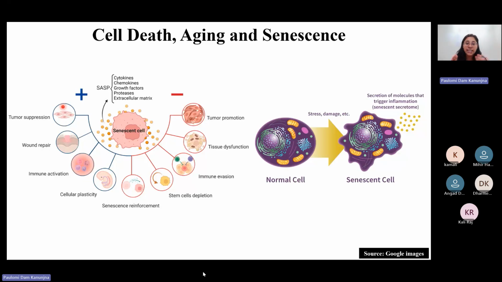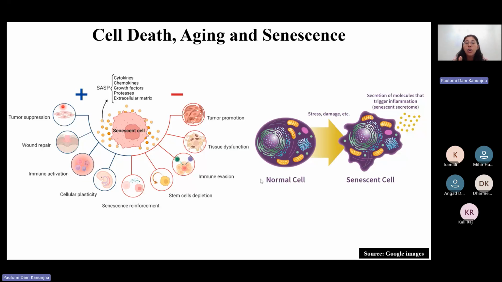Senescence basically prevents the proliferation of damaged and oncogene-activated cells. So they have oncogene activation, they undergo the cell cycle arrest, so they don't proliferate anymore. So they can act as a barrier to cancer, right? Then they have wound repair because of the tissue remodeling, and immune activation, all of this. But when the senescence has prolonged, or there has been chronic senescence, that's when they start becoming harmful, and the same action which was beneficial for the cell now starts behaving as a harmful effect.